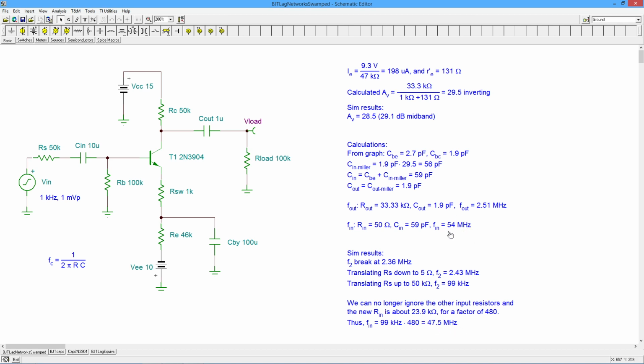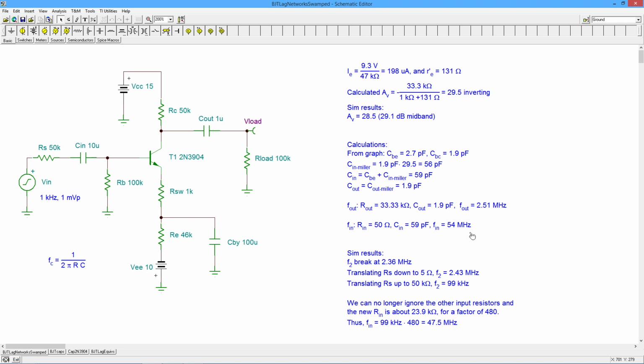That compares against the calculated 54 megahertz. So the output network actually matched up really well because our calculation was 2.51 megahertz. And when we translated the input network out further, we got 2.43 megahertz, right? You can, in fact, calculate what the true loss is at a specific frequency, like 2.36 megahertz in the original circuit. But that's not something I'm going to chase down here in this video. Suffice to say that the output network is coming in quite accurately. The input network is pretty good, 47.5 meg versus 54 meg.